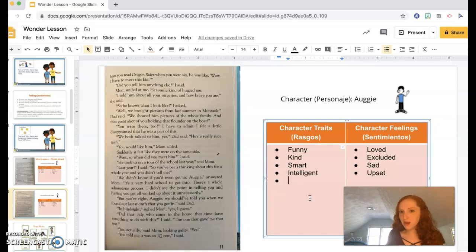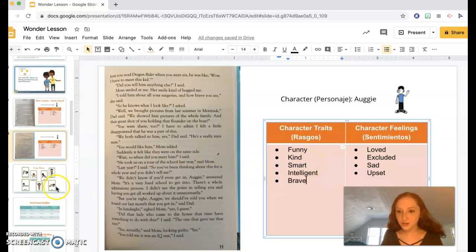Thumbs up if you think brave is a character trait or a character feeling. Okay, character trait. I see thumbs for character trait, so I'm going to put character trait. Very good, class. I want you to do this in your small group sessions, and we will move into that shortly.